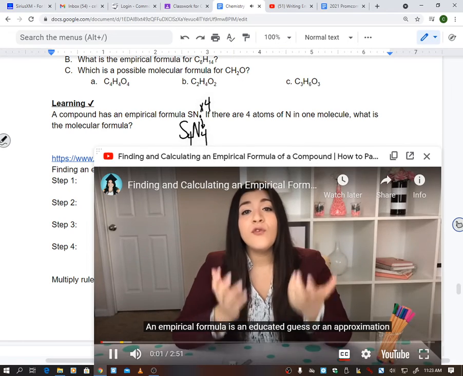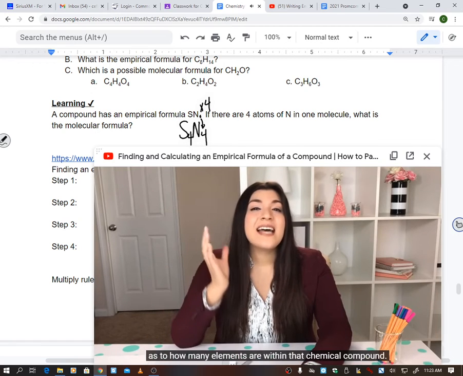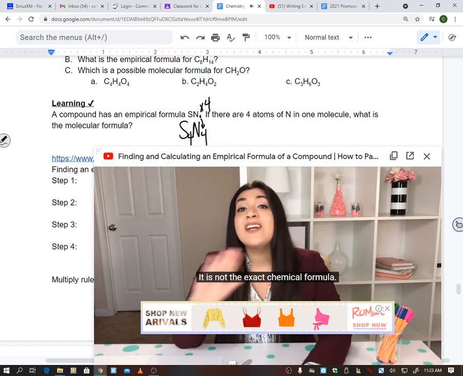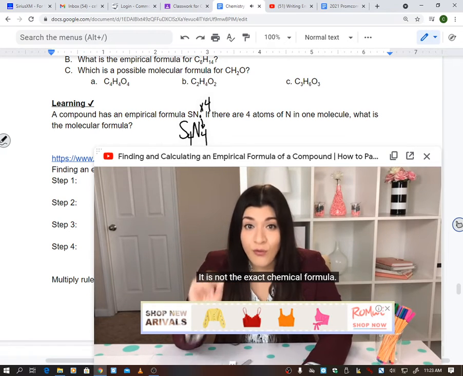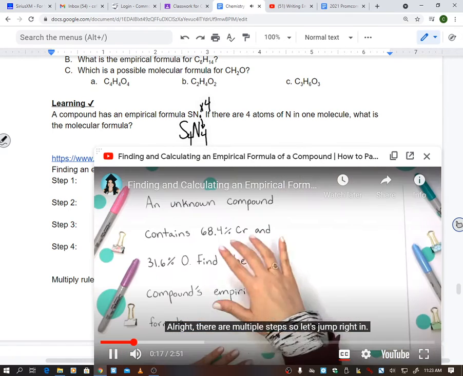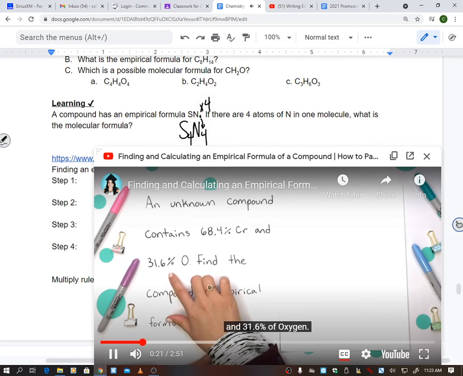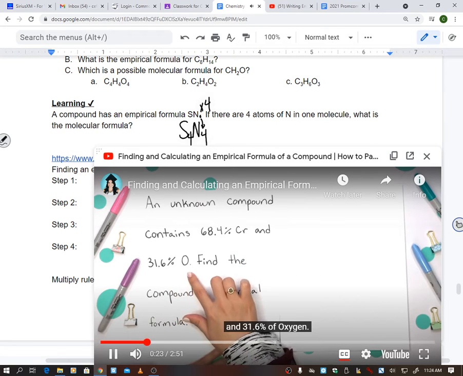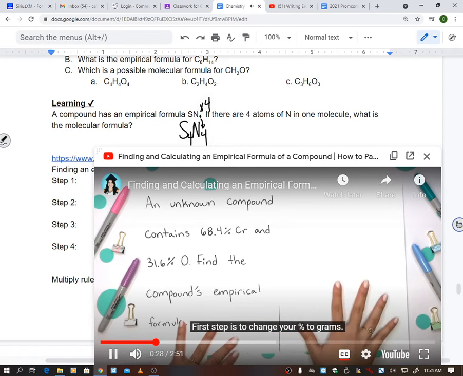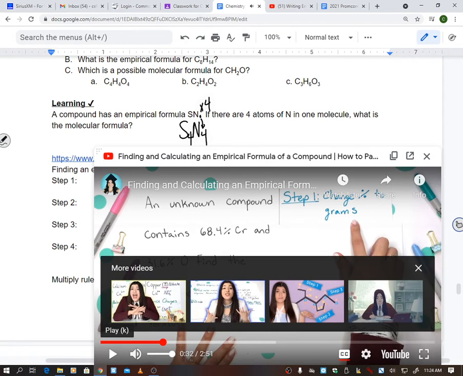An empirical formula is an educated guess or an approximation as to how many elements are within that chemical compound. It is not the exact chemical formula. All right, there are multiple steps, so let's jump right in. An unknown compound contains 68.4% of chromium and 31.6% of oxygen. Find the compound's empirical formula. First step is to change your percentage to grams. All right, so let's write that down.